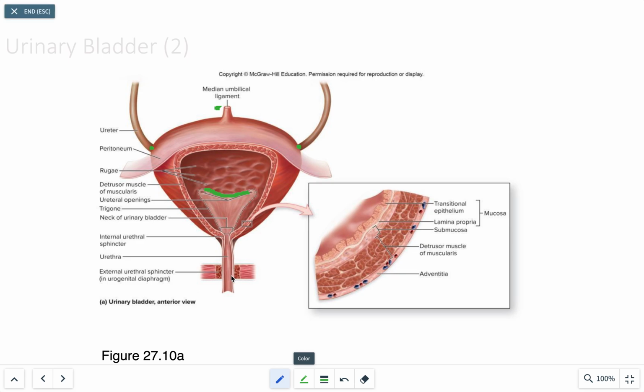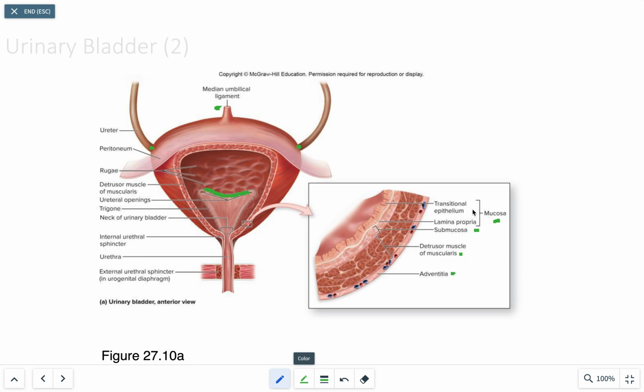So when we're looking at the overall histology slide over here, what we see is that this urinary bladder has three tunics. It has the mucosa. It also has a submucosa. It has a muscularis layer, and then an adventitia layer, which is the most superficial.